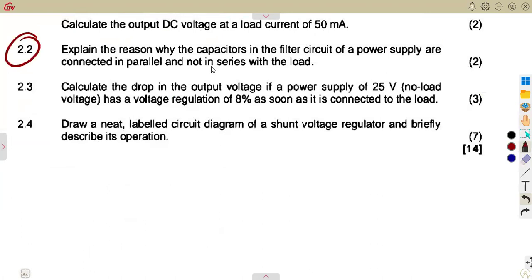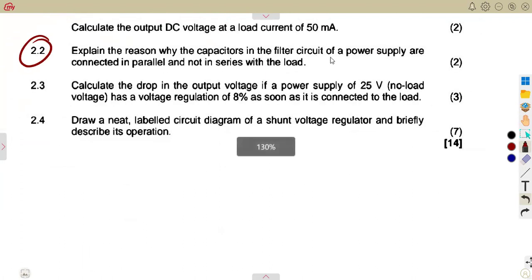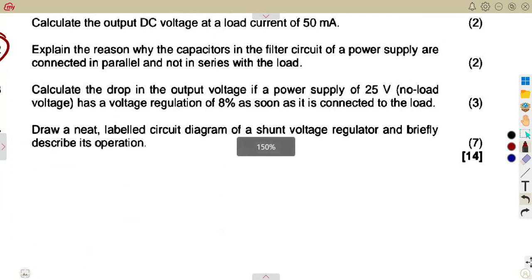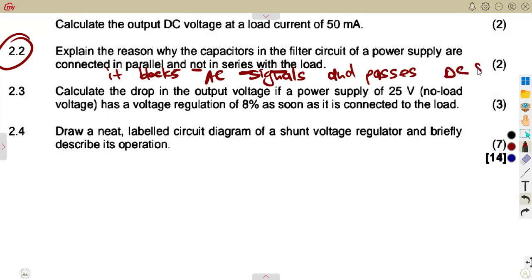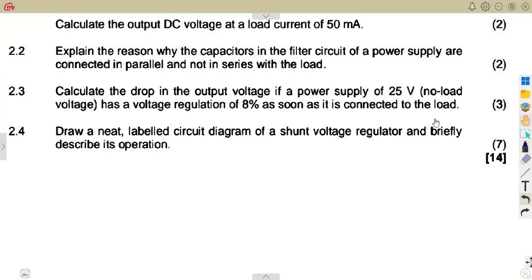Explain the reason why the capacitors in a filter circuit of a power supply are connected in parallel and not in series with the load. Why? This is because it blocks the AC signal and passes what? The DC signal. So it blocks AC signals and passes the DC signals. So that is the idea there. So just for 2 marks, guys, that's enough for you to just explain that.